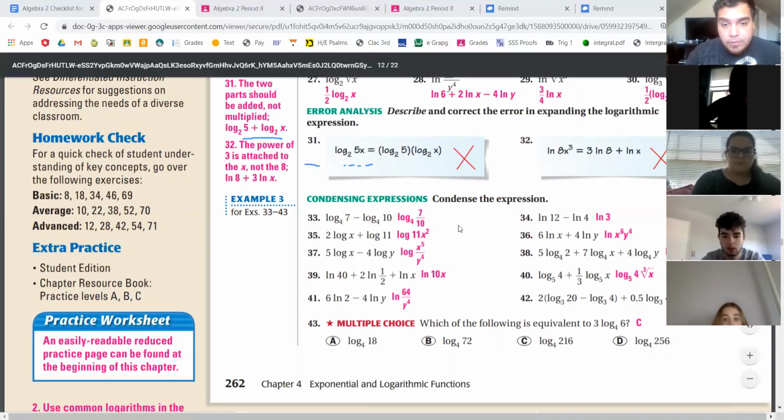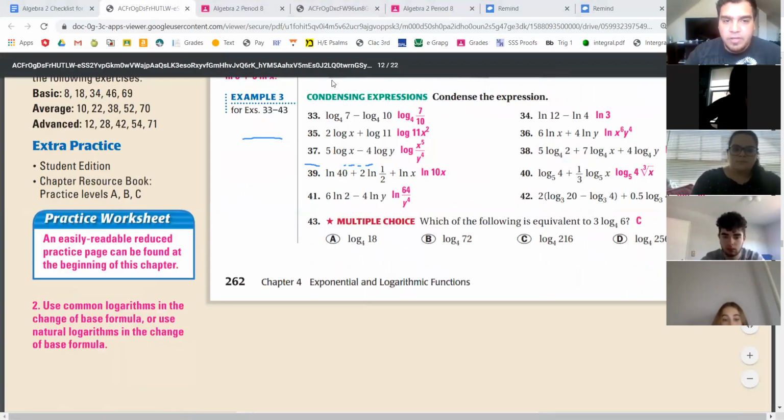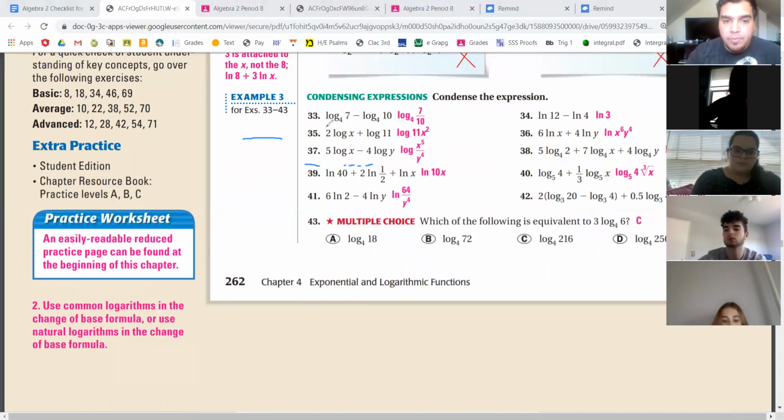All right, let's continue. So now we're going to condense. Let's just do a basic one here. When you subtract separately, you divide together, so it just becomes 7 over 10. You can only condense if they have the same log bases, but I'm not going to trick you like that. They'll all be the same logs. If you were adding, you would multiply. But let's look at 35 real quick.